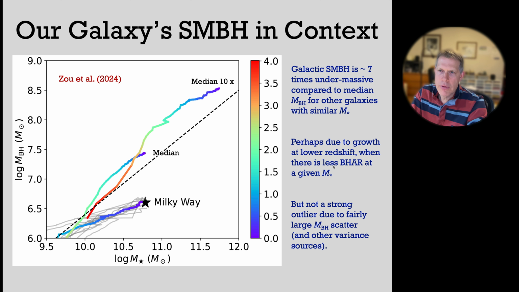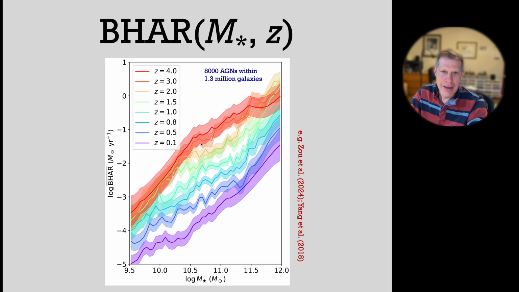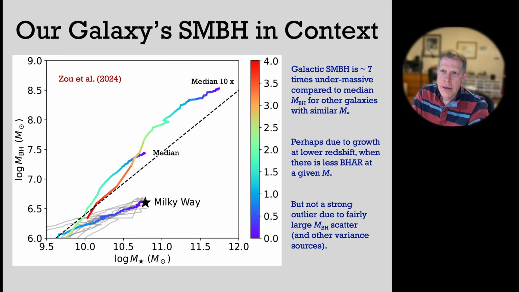And the reason that's relevant is that growth at lower redshift gives you less bang for your buck, as you can see from this plot, in terms of black hole growth at a given stellar mass. So as a galaxy grows upward in stellar mass, if it grew later in cosmic time, it doesn't grow along these tracks, it grows along these tracks where you get less mass. So perhaps that's an indication that our galaxy may have grown relatively late compared to other galaxies with matched masses at redshift 0.